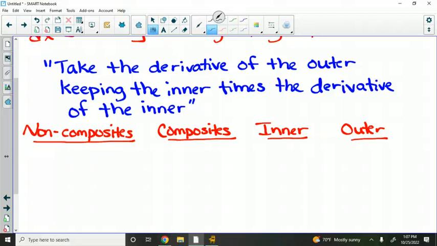Okay, so a non-composite, something that's not like 2 functions at once, would be something like y equals 3x squared plus 6. There's really nothing too fancy about that. Pretty standard equation. That would not be a composite.